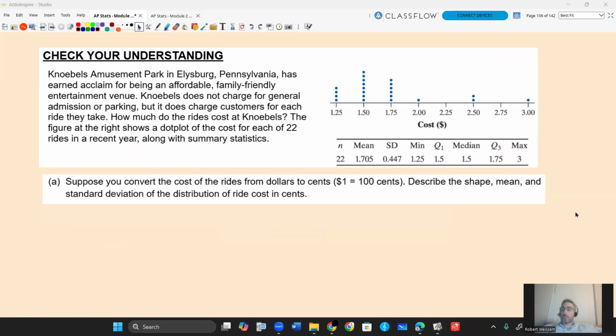So that's it. Try to check your understanding. Here's the readout. Pause the video if you want to try it on your own, and I'm going to go over it in 3, 2, 1.